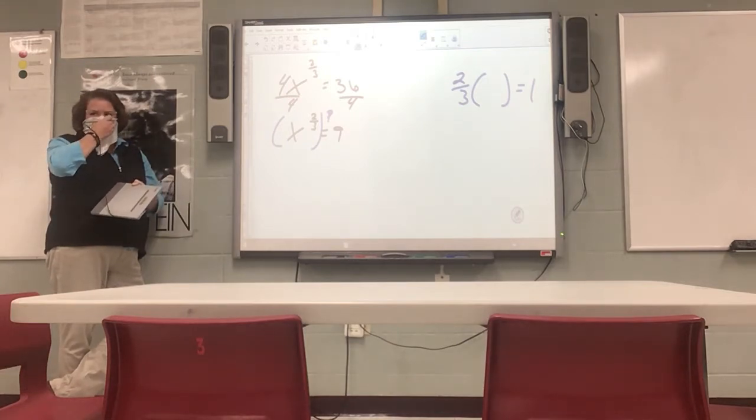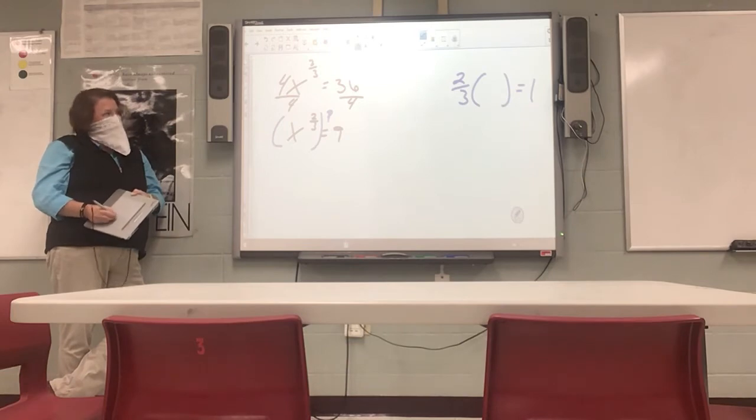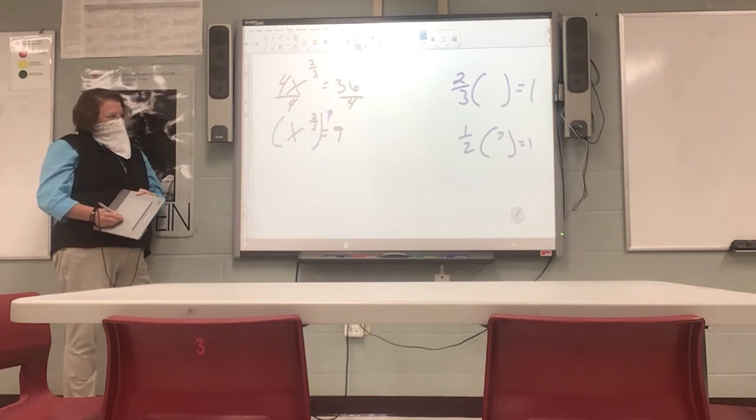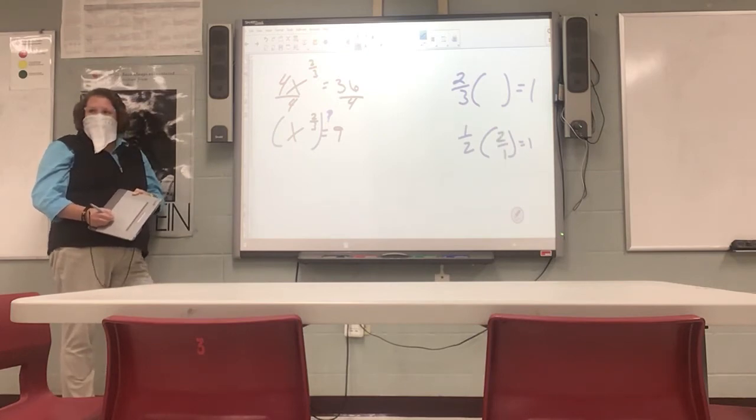Okay, let's back up to a baby fraction. 2/3 might be too hard for us. 1/2 times what would equal 1? 2. And isn't 2 the same as 2/1? So what type of numbers do we call these? Starts with an R.